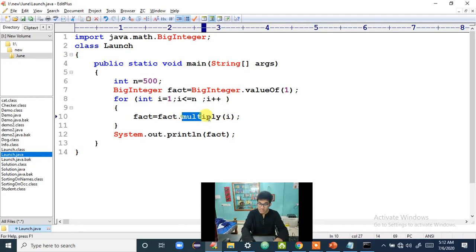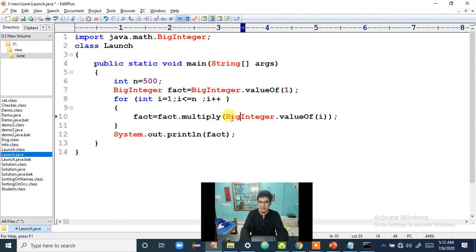Because for the multiply method, for this to happen, left side should be what type? Big integer type. Right side should be what type? Big integer type. But is it big integer type? No. How do you convert it to big integer type? By using BigInteger.valueOf. Okay, this is the way to convert to big integer.